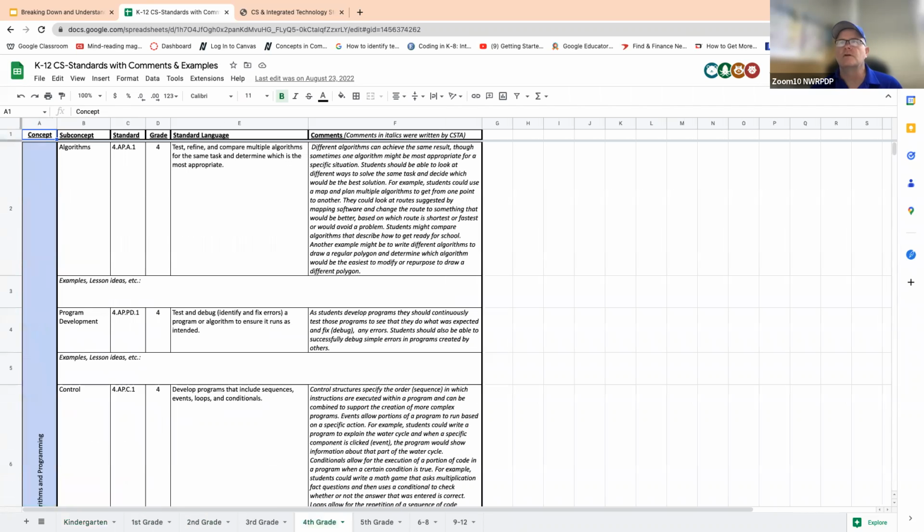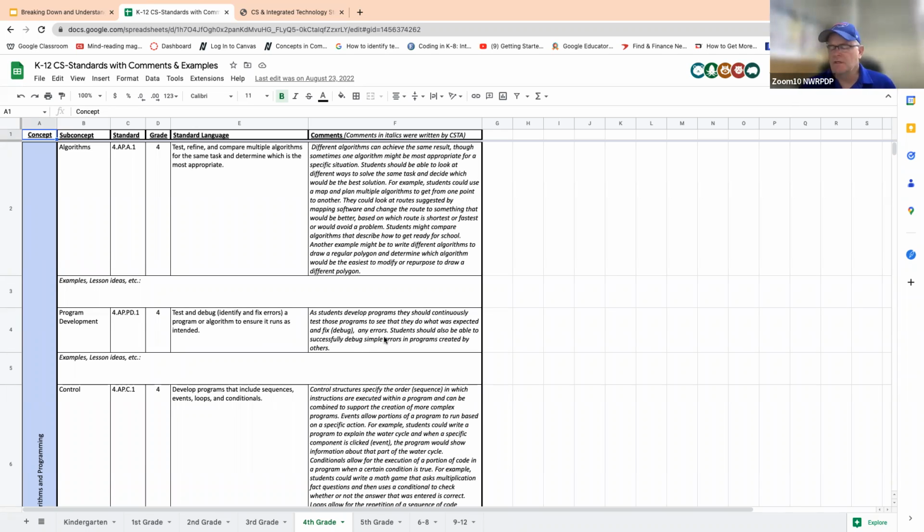So if you're a 4th grade teacher, let's go to algorithms. We'll pick one that doesn't require a lot of reading on my part. Let's do this one, program development. And so the standard is written down if you don't know this already. So 4th grade, the concept is algorithms and programming. The subconcept is PD, which is program development. And .1 is our first standard. So the standard says, test and debug, in other words, identify and fix errors, a program or an algorithm to ensure it runs as intended.